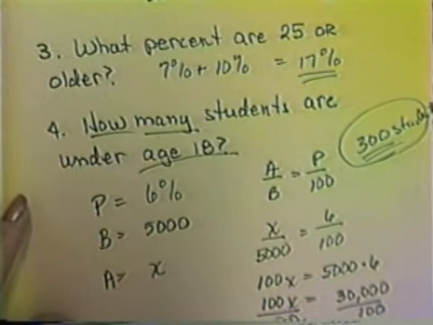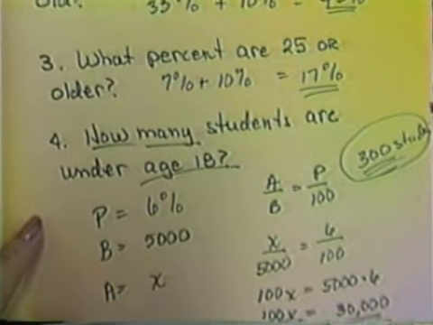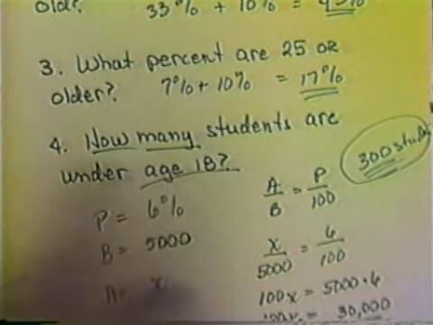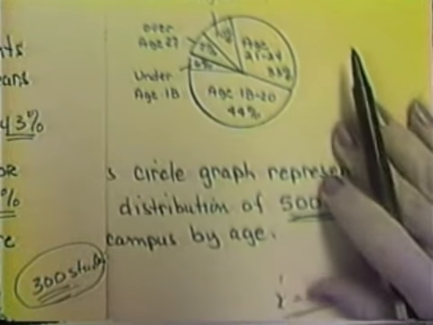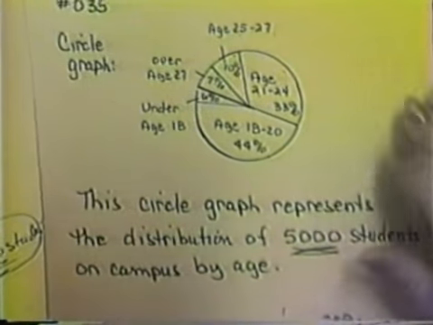So with the circle graph, we may be looking for a percent, but we may actually be finding how many, and we use the percent that's given on the circle graph to do the problem.